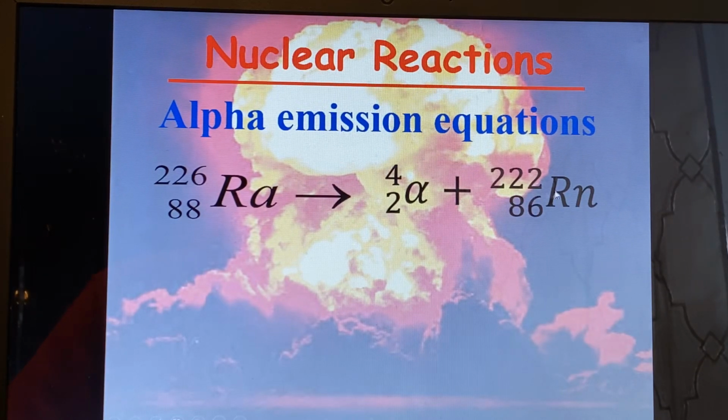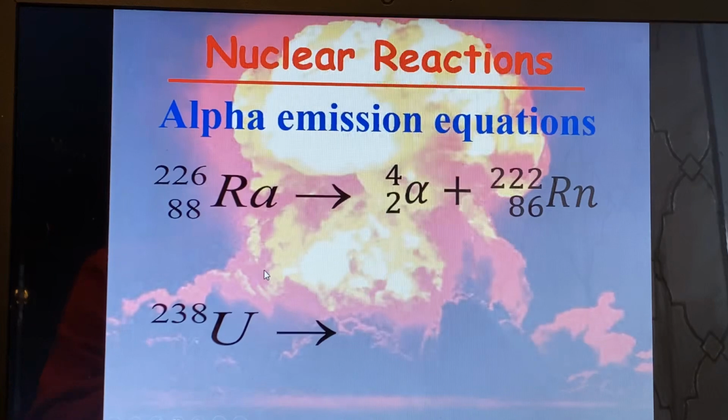That would be what's called our daughter nucleus. The sum of the bottoms, the sum of the atomic numbers on the right, have to equal the sum of the atomic numbers on the left. All right, we look down here. I'm going to go quickly. I know you can stop and write, so I'm going to try to go quickly to make this video as short as possible.